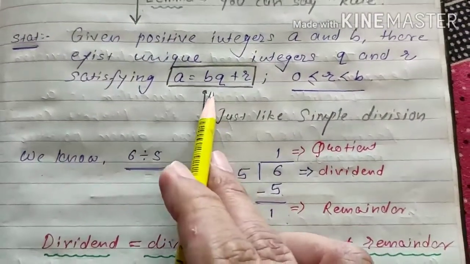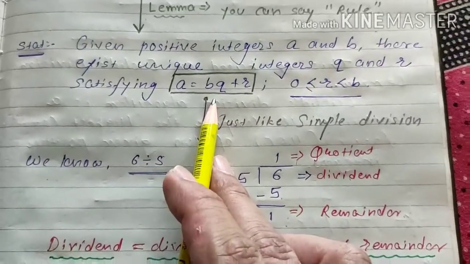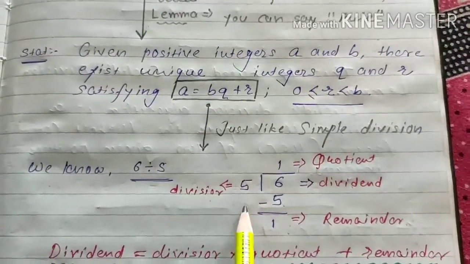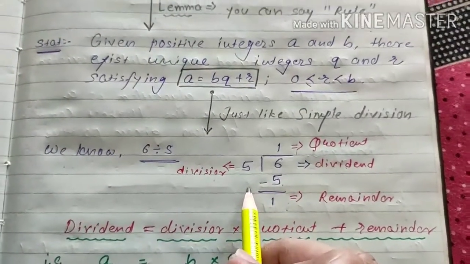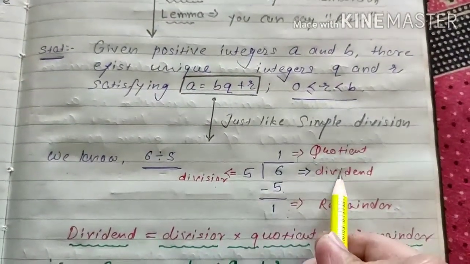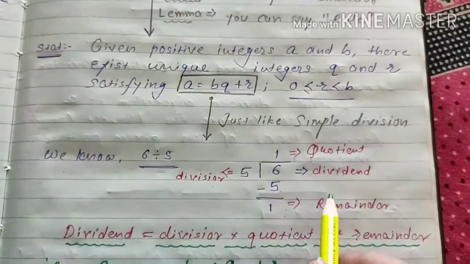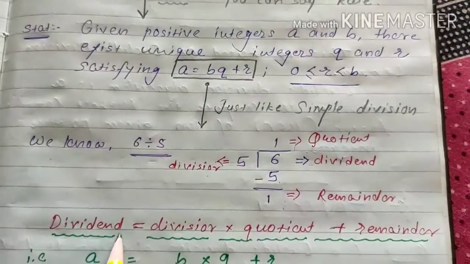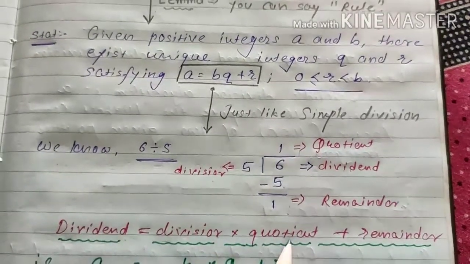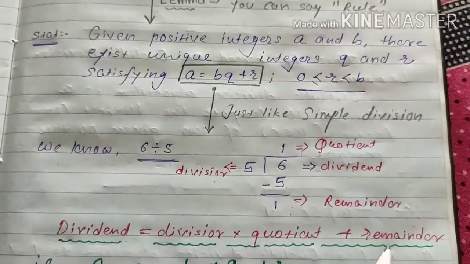So this Euclid's division lemma is just like a simple division. As we know, in our regular division, one is the dividend, another is the divisor, then the quotient and a remainder. So we know this equation: dividend is equal to divisor into quotient plus remainder.